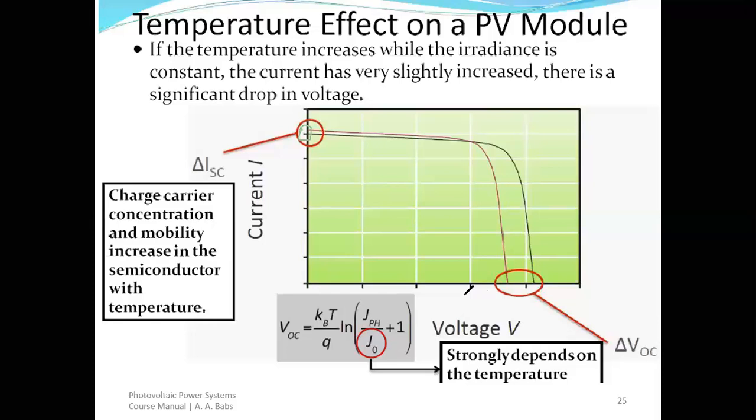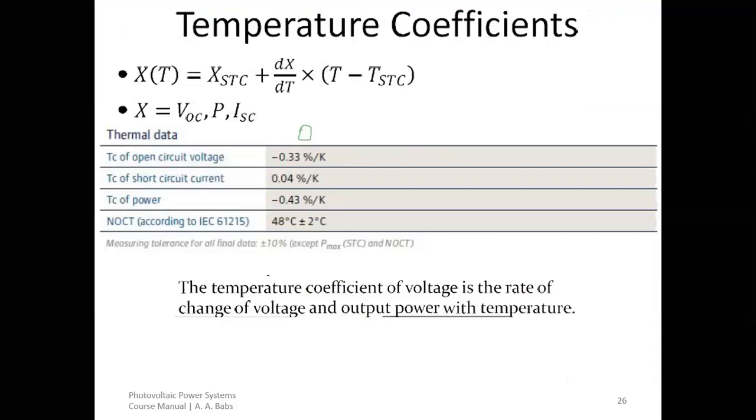The most important thing for you to know here is that we have to watch our design, and then we have to install our system in such a way that the temperature will not increase with a constant irradiance. If this happens, it leads to increase in current, drop in voltage, drop in the performance of the system, drop in the efficiency of the module, and eventually drop in the entire efficiency of the power plant. All right, let's take it a step further. Temperature coefficient of voltage is the rate of change of voltage and output power with temperature.